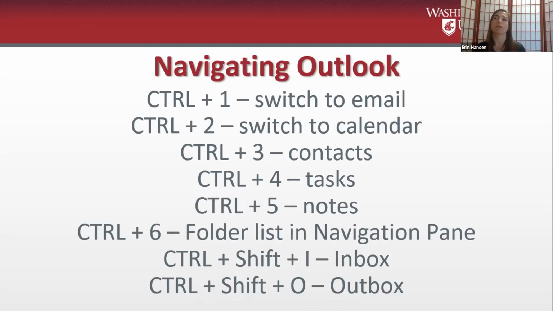Now let's talk about looking at more than just emails. So as you know, Outlook has different functions. You've got your email, your calendar, and your contacts, etc. Using Control and the number keys will allow you to quickly navigate between these functions. So Control 1 will switch to your email, 2 switches to your calendar, 3 goes to contacts, 4 goes to tasks, 5 goes to your notes, and 6 goes to your folder list in the navigation pane. The way I remember these is that they're in the same order at the bottom of my screen in Outlook. So again, I'll call that out in a moment when we look at my Outlook.